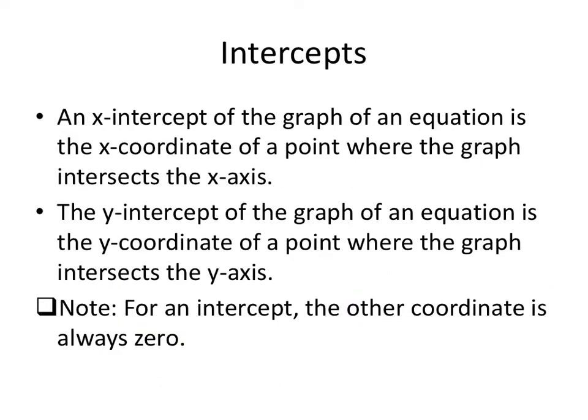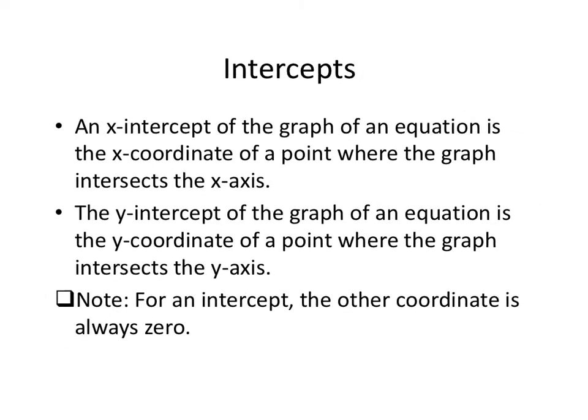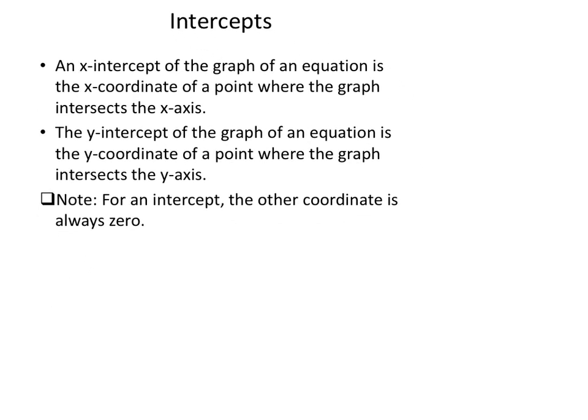Intercepts. An x-intercept of the graph of an equation is the x-coordinate of a point where the graph intersects the x-axis. The y-intercept of the graph of an equation is the y-coordinate of a point where the graph intersects the y-axis. For an intercept, the other coordinate's always 0. And why is that? Let's move this up here a little bit. If I draw a graph, let's go back to black.